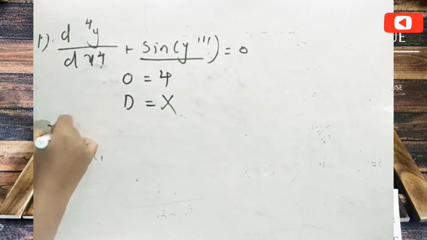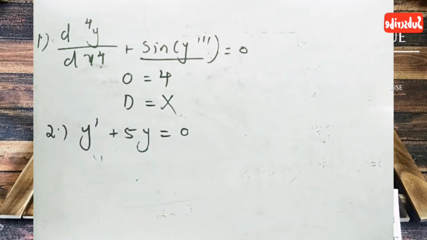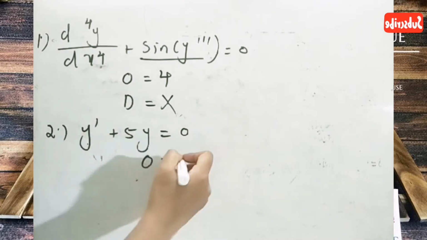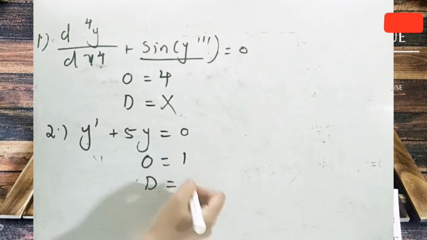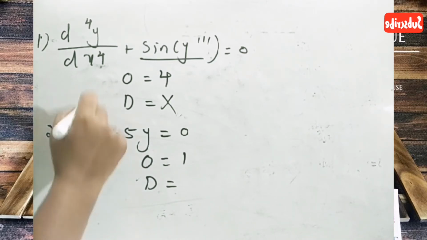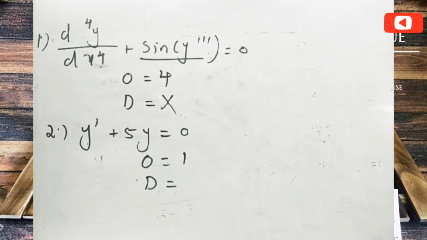Now the second one is y dash plus 5y equal to 0. The highest order derivative present in this is the first order derivative. And for the degree, since the highest order derivative is the first order derivative, we need to check the power of this first order derivative. We have only one term, y dash, and its power is 1. So order is equal to 1 and degree is also equal to 1.